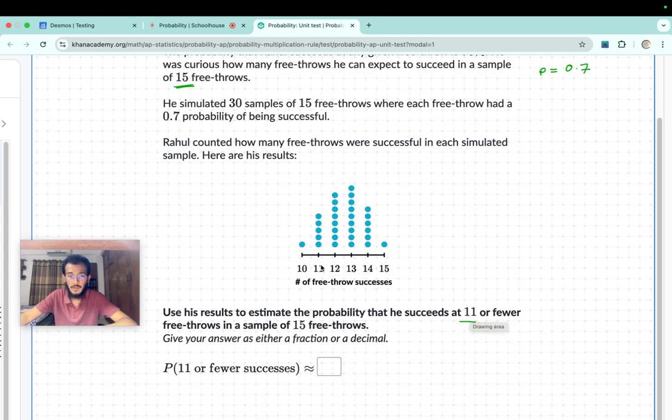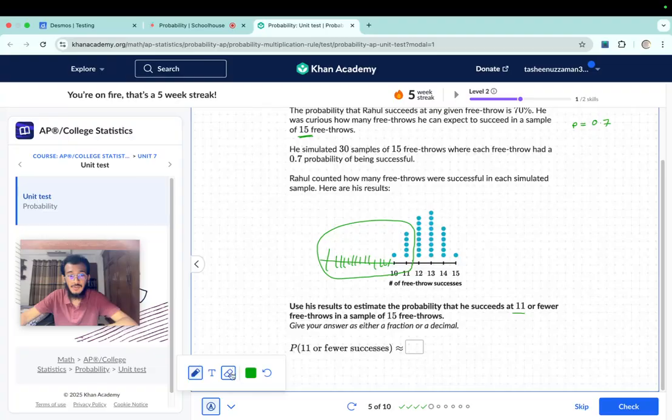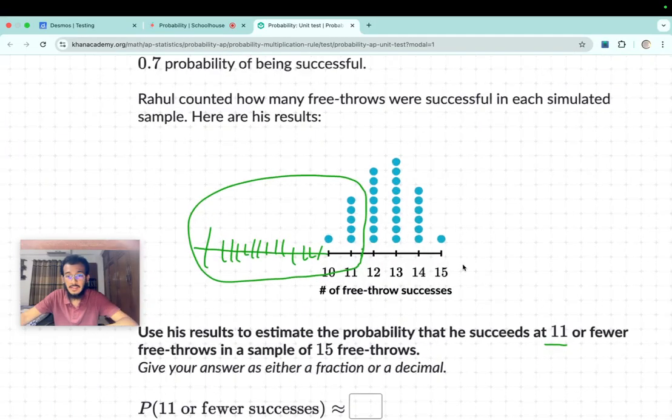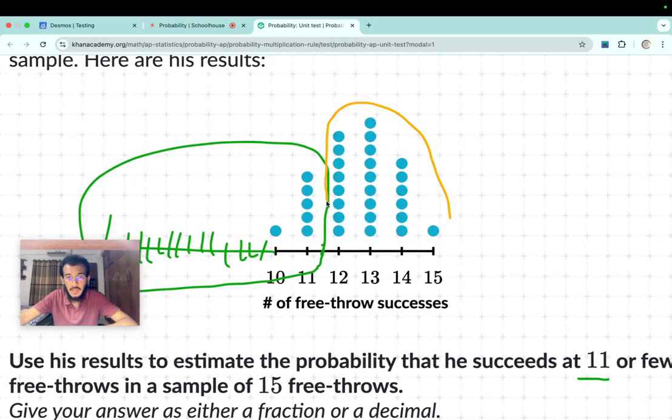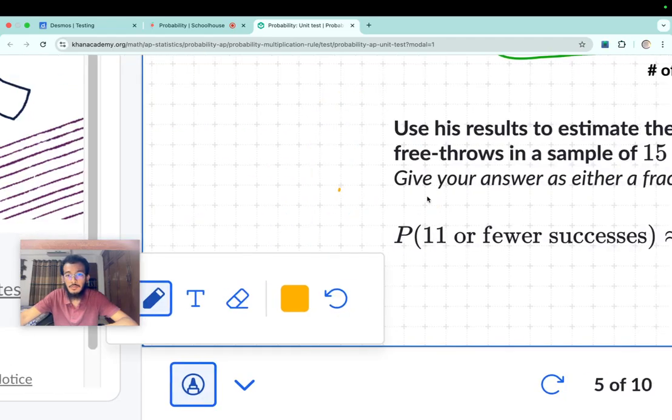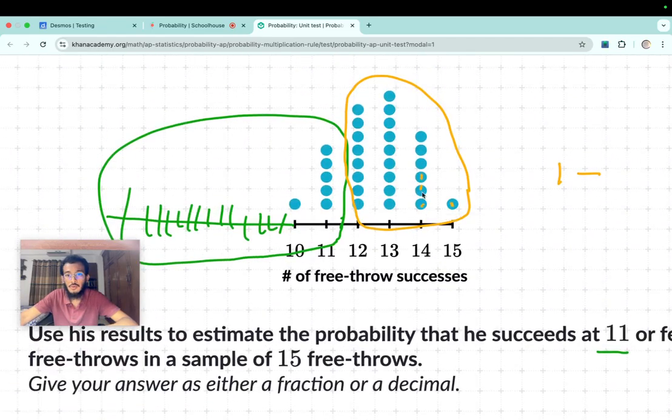11 or fewer, right? So we are including 11 or fewer. But here's the problem. We are not given the data for free throws before 10. So what we do is, because we want 11 or fewer, we subtract the remaining ones from 1. So 1 minus, how many do you have? 1, 2, 3, 4, 5, 6, 7.